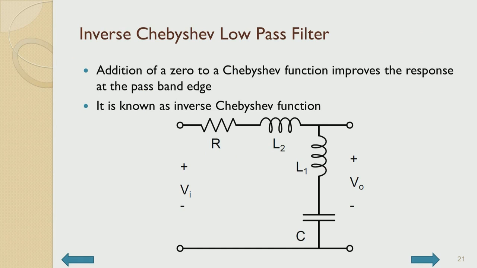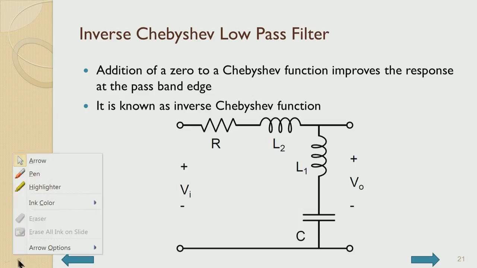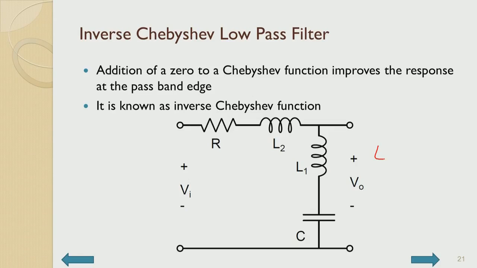Now, if you select the same RLC network with the same values of R, L and C, as far as the denominator is concerned, it is reproduced exactly. Now, that L, I am going to split as L1 plus L2. That means I make this L equal to L1 plus L2.